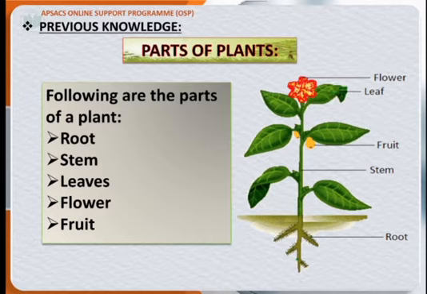Parts of plants. Following are the different parts of a plant: root, stem, leaves, flower, fruit. Here you can see in the picture the basic parts of a plant.